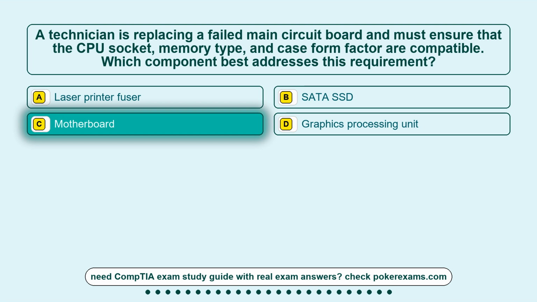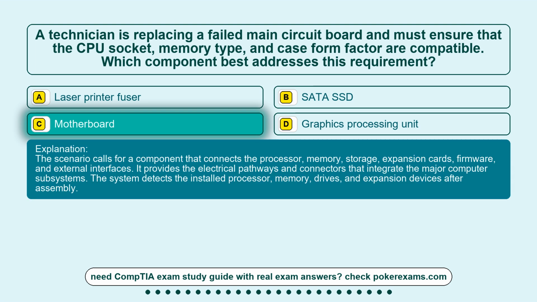The correct answer is option C, motherboard. The scenario calls for a component that connects the processor, memory, storage, expansion cards, firmware, and external interfaces. It provides the electrical pathways and connectors that integrate the major computer subsystems. The system detects the installed processor, memory, drives, and expansion devices after assembly.